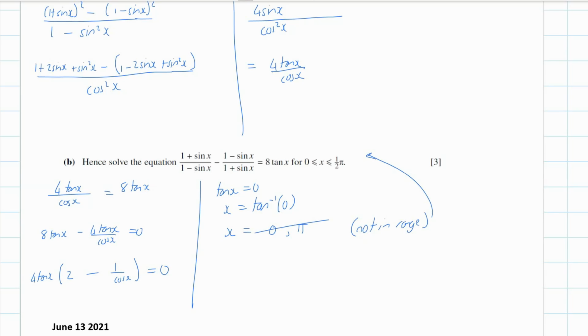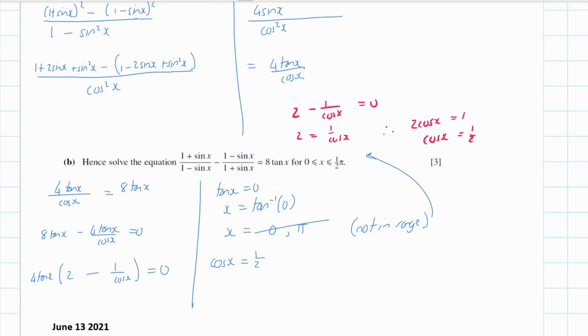The other option is cos x equals 1/2. Now you might be thinking, where the blazes is he getting that from? So we're taking this bit here, right? And we're going 2 minus 1 over cos x equals 0. And so I can go 2 equals 1 over cos x, and then I can rearrange it. 2 cos x equals 1, and therefore cos x equals 1/2. So that's what I did just there.